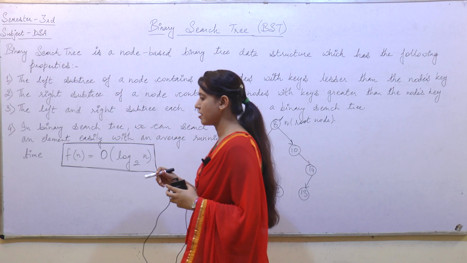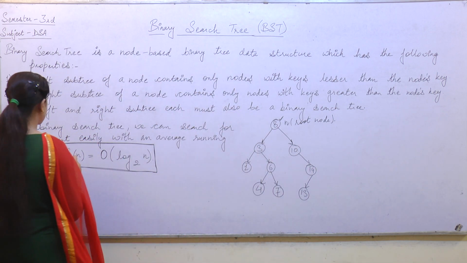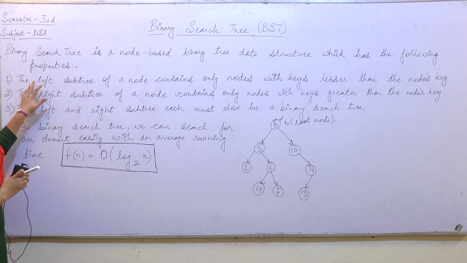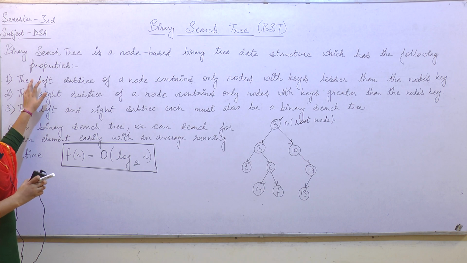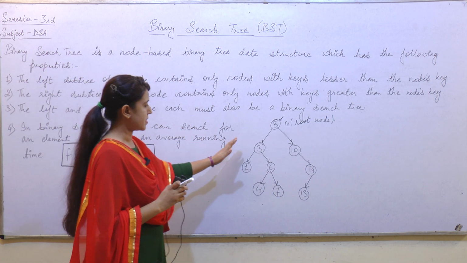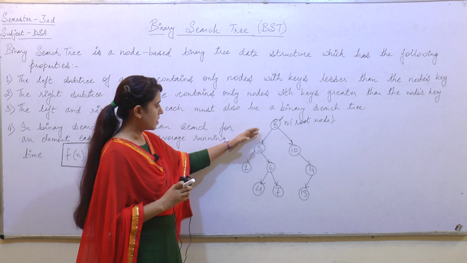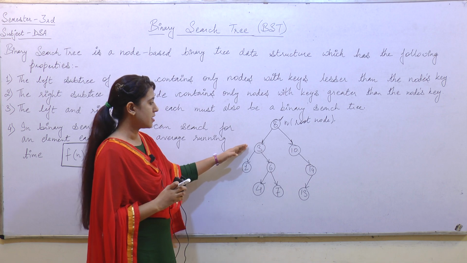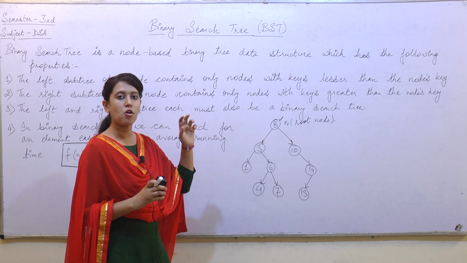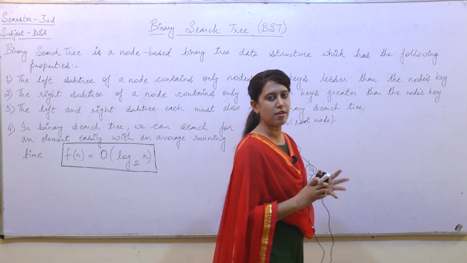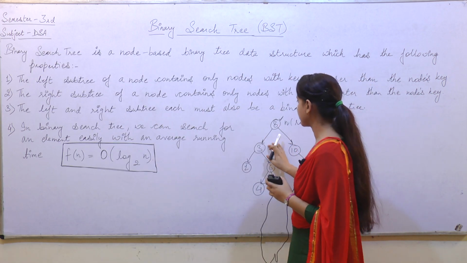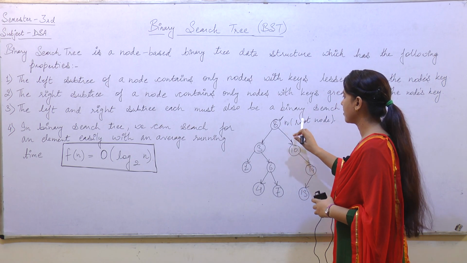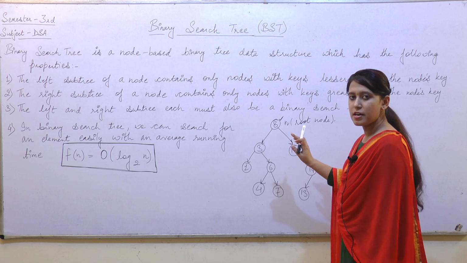So the first property of a binary tree that makes it a binary search tree is that the left subtree of a node contains only nodes with keys lesser than the node's key. That means the left subtree, the tree that comes to the left side of the root node, will always be less than the root node of the tree, that is the root node which we denoted by n.